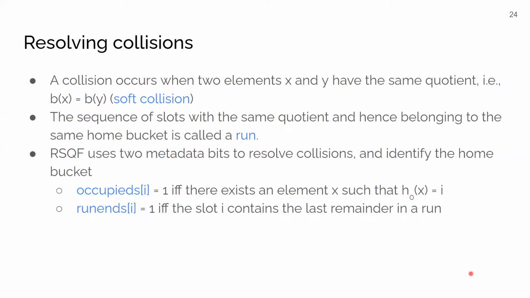A collision occurs when two elements x and y have the same quotient, that is, b of x equals b of y. It is also known as a soft collision. The sequence of slots with the same quotient and hence belonging to the same home bucket is called a run. RSQF uses two metadata bits to resolve collisions and identify the home bucket. Occupieds[i] is equal to 1 if and only if there exists an element x such that quotient h0 of x equals i. Runends[i] equals 1 if and only if the slot i contains the last remainder in a run.